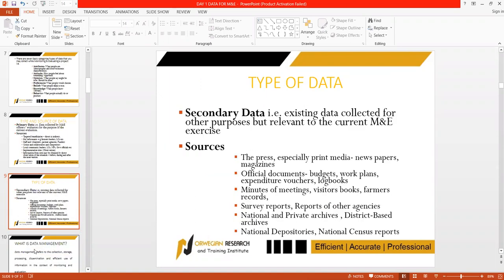Okay, now types of data, secondary data. These are existing data collected for other purposes, but we can rely on them so that we have some sense from them, like press, print media, newspapers, magazines on the same area, official budget documents, work plans, minutes of meetings, visitors' book, survey reports. All these are already published, they're already there, so we collect them and try to analyze them.